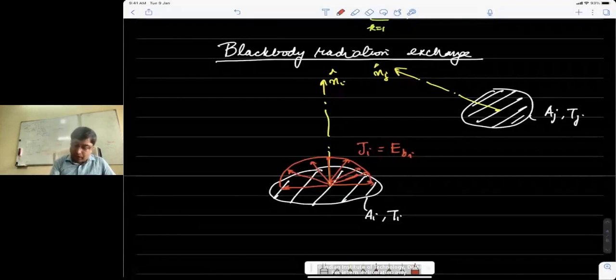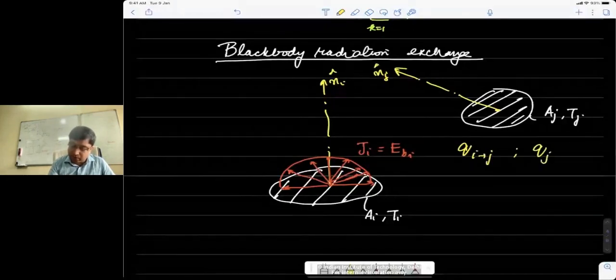So now we need to calculate how much radiation, or what is the net radiation exchange. So what I need to do is calculate q I to j, and then calculate q j to I, and the difference of them will actually give me what is the net radiation exchange between these two surfaces.